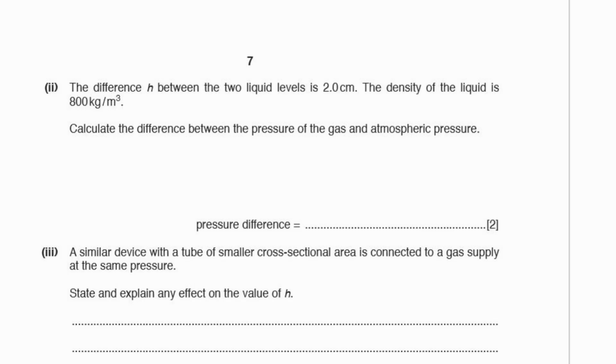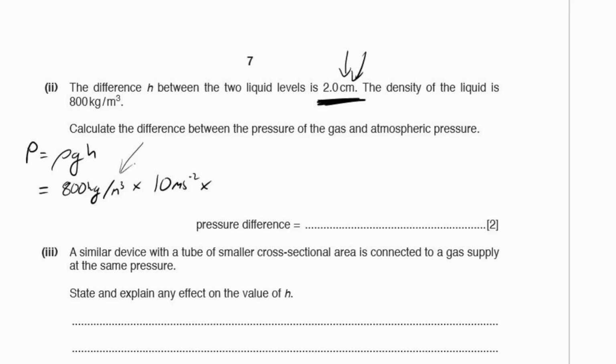The difference H between two liquid levels is 2 centimeters. The density of the liquid is 800 kilograms per meter cubed. Calculate the difference in the pressure of the gas and atmospheric pressure. Well, pressure in a liquid is density times gravity times height. In that case, that's going to be 800 kilograms per meter cubed times 10 meters per second squared times, now look at the units there: centimeters. Here I'm dealing with meters cubed. So I want to be doing everything in meters. So 0.02 meters. There we are. That will give me the answer, 160 pascals.